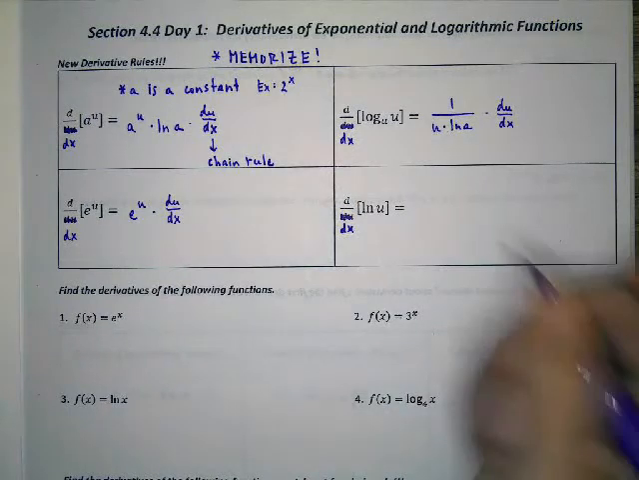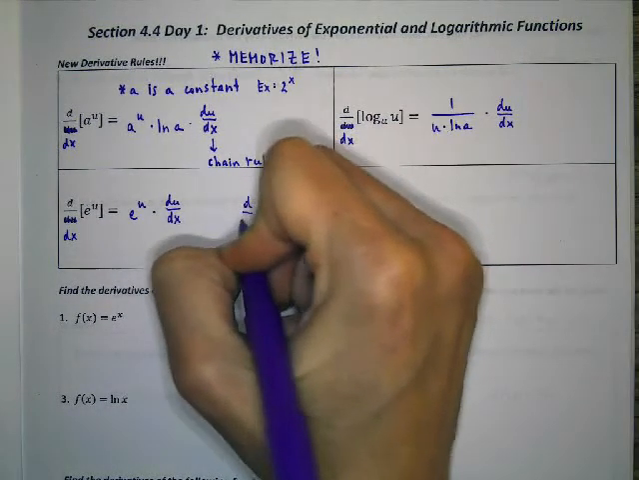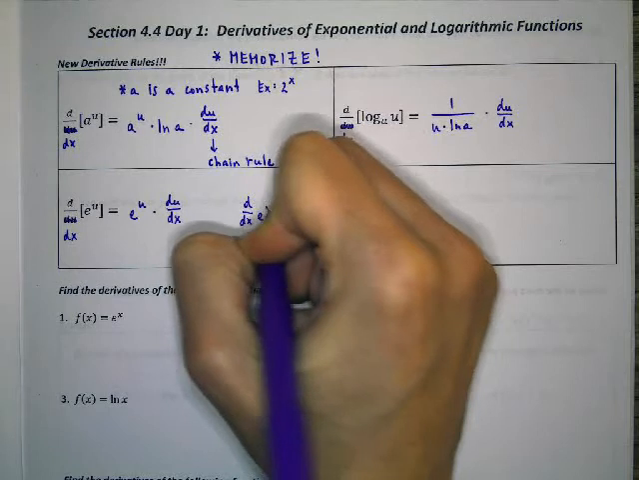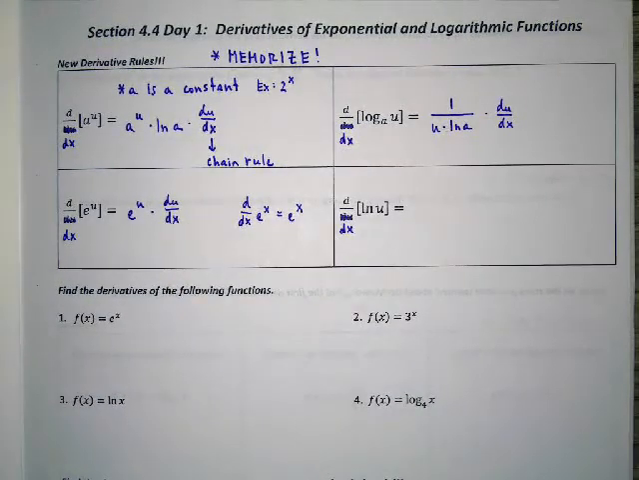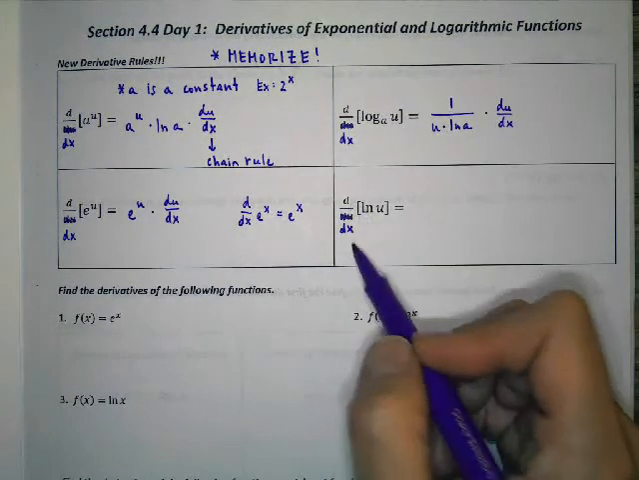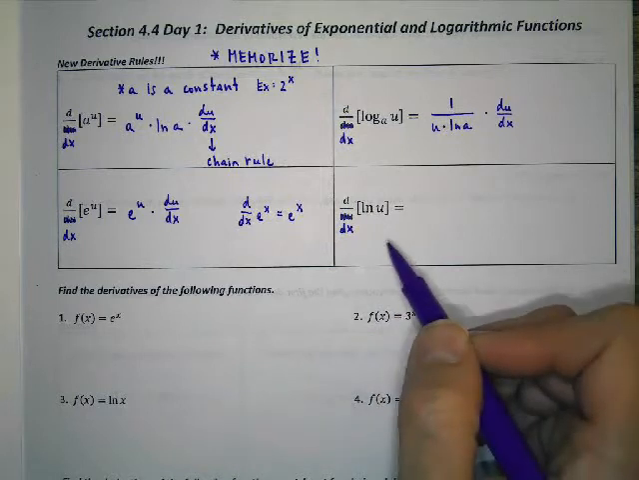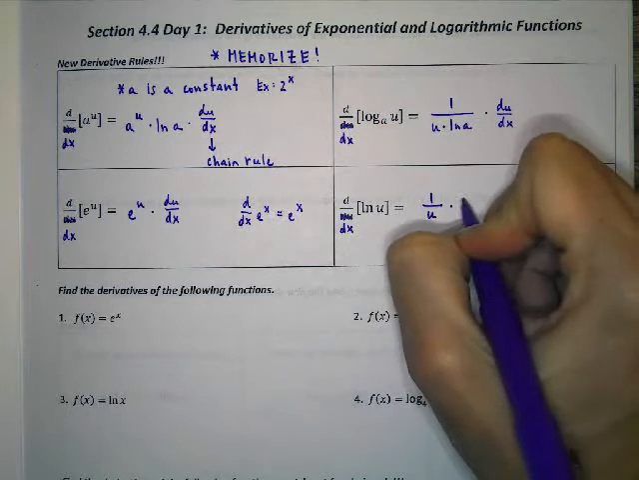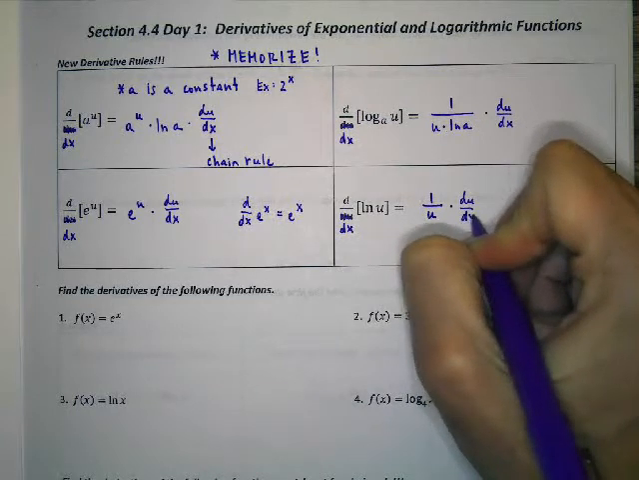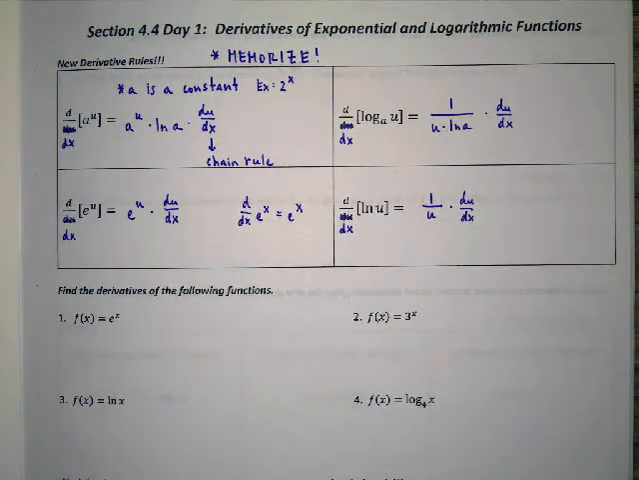For example, with our most basic function, if I'm taking the derivative with respect to x of e to the x, that derivative is just e to the x. And then last but not least, we have the derivative with respect to x of the natural log of u. That derivative is just 1 over u times du dx. So those are 4 new rules that you need to have memorized, and we'll go ahead and do a little bit of practice with those right now.